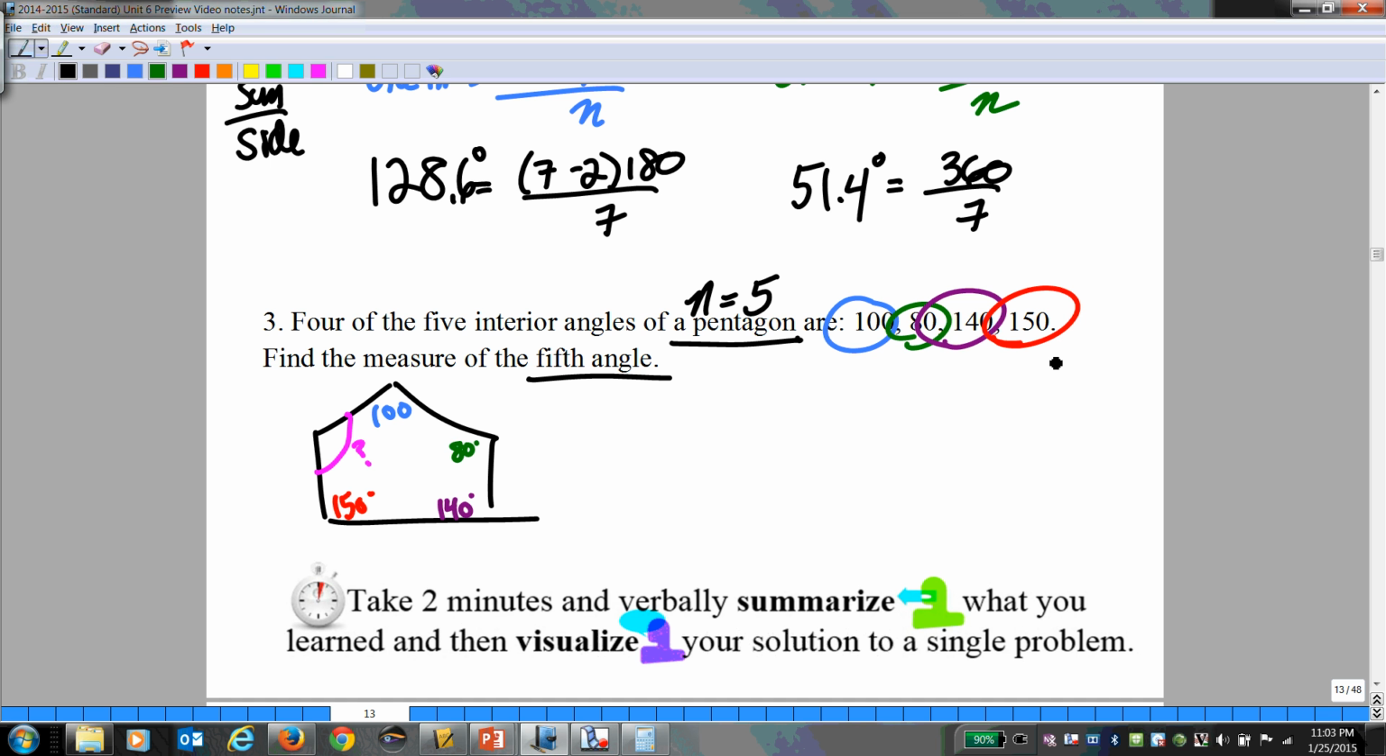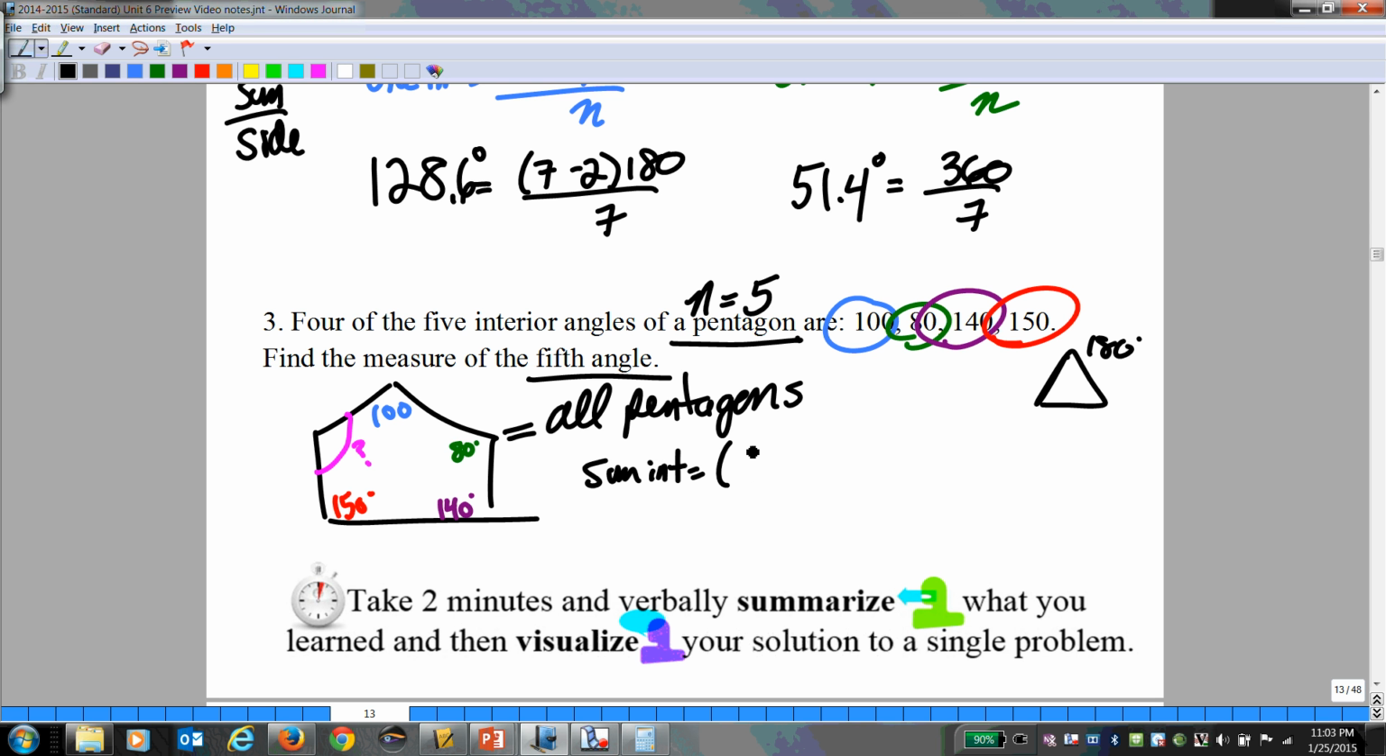Now, if this was a triangle, it'd be really easy. You just take it away from 180. Why? Because all triangles add up to 180. Well, you know the same thing for pentagons, because all pentagons, you can do the sum of interior angles equals sides minus 2 times 180. So in this case, the sum of the interior angles of a pentagon, that's 3 times 180. That's 540. So all convex pentagons add up to 540.